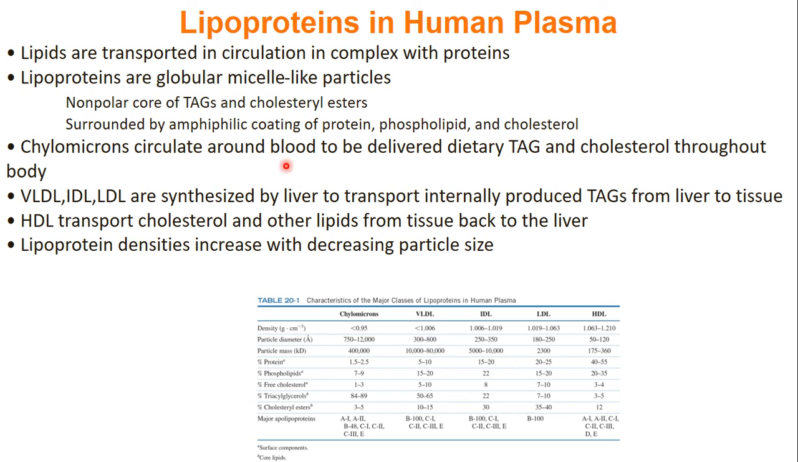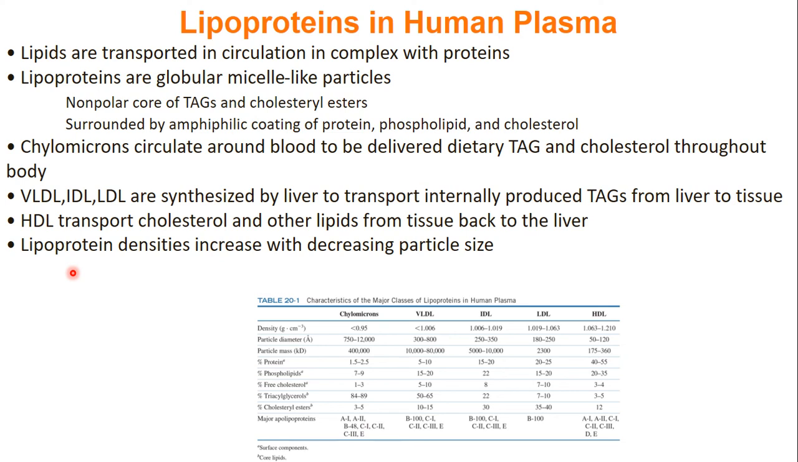We have different types of lipoproteins. So we have the chylomicrons. They're going to circulate around the blood to deliver our dietary triacylglycerols and cholesterols. Then we have very low density lipoprotein, intermediate density lipoprotein, and low density lipoprotein. These lipoproteins are synthesized in the liver, and they transport internally produced TAGs, so the TAGs we make from the liver, to the tissues, while high-density lipoprotein is going to transport cholesterol and other lipids from our tissues back to the liver.